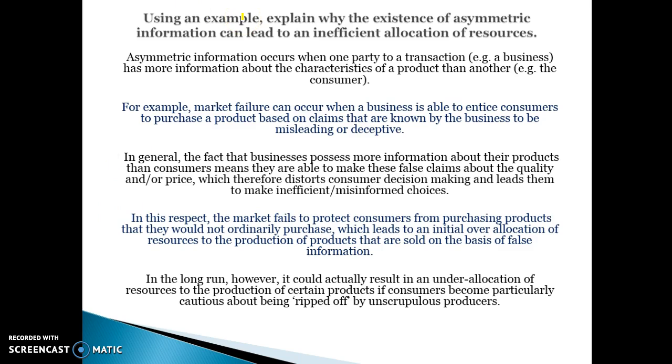This is asking you to use an example, explain why the existence of asymmetric information leads to inefficiency. So within this question you should be looking at this and going, righto, I need to define asymmetric information, I need to explain why it's a market failure, and I need to analyse in my answer some of the inefficiencies that can be caused by this.